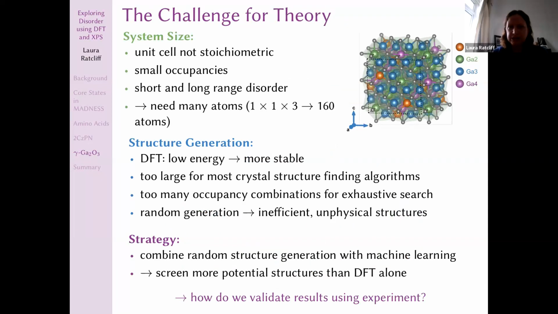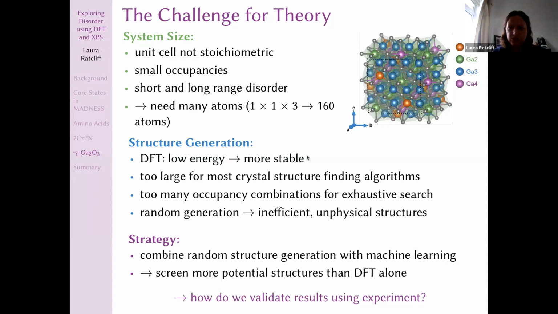To summarize why this is challenging: as I mentioned, our unit cell is not stoichiometric. We have these small occupancies. We also know from other experiments that there's both short and long range disorder in this system. And we need many atoms. The smallest stoichiometric cell that we defined has 160 atoms, so it's 1 by 1 by 3. But if we wanted to look at the long range disorder, we would potentially need to go even bigger.